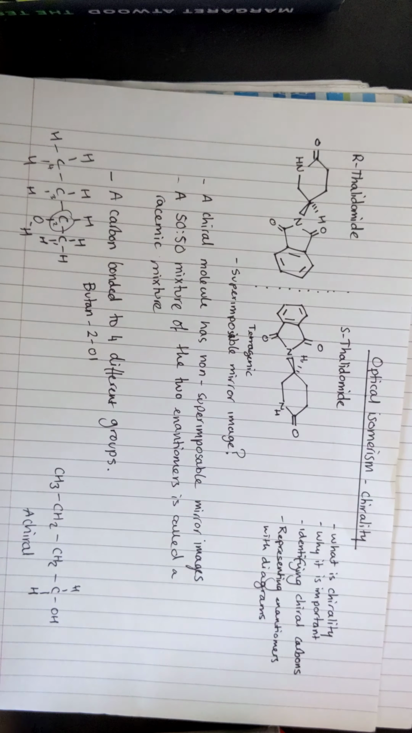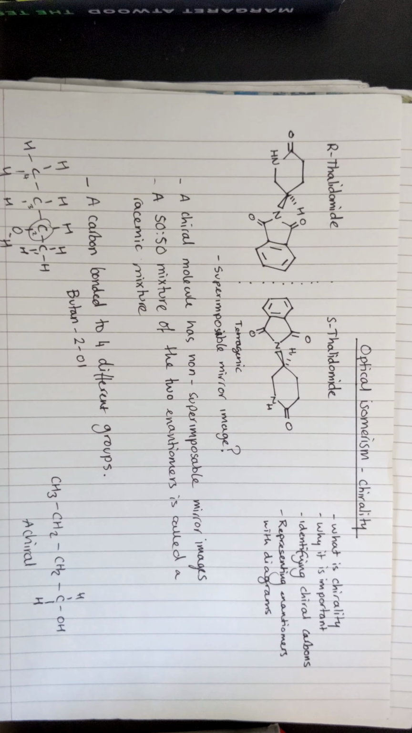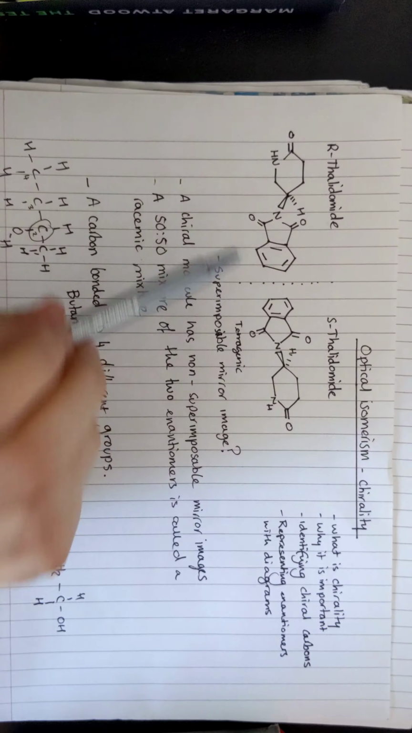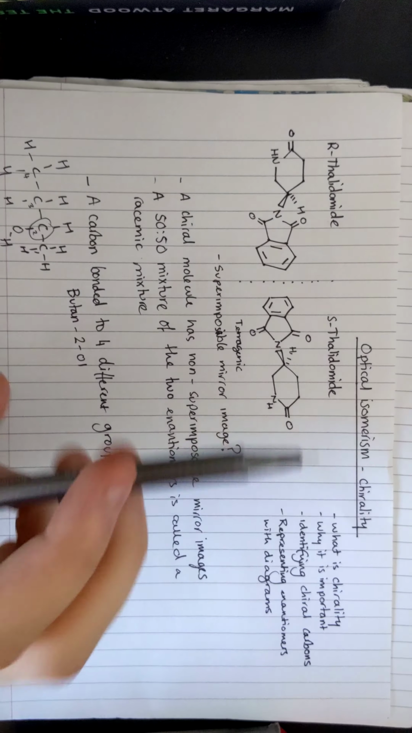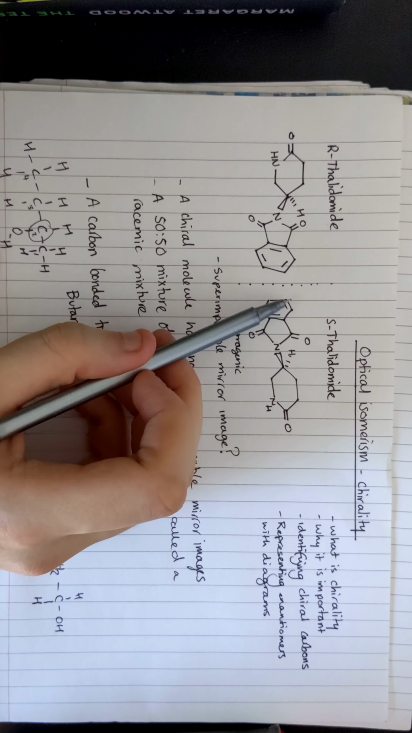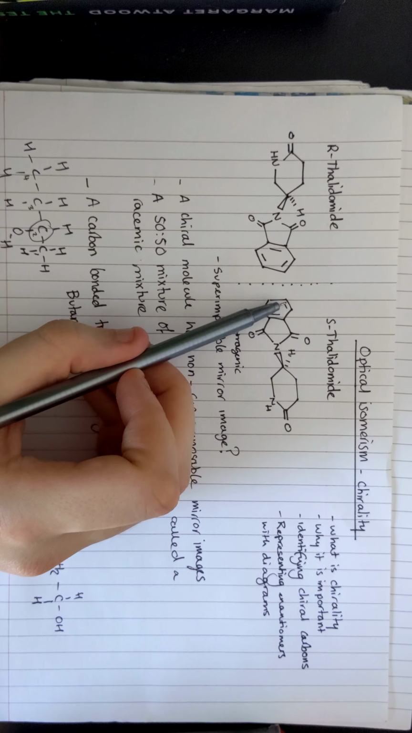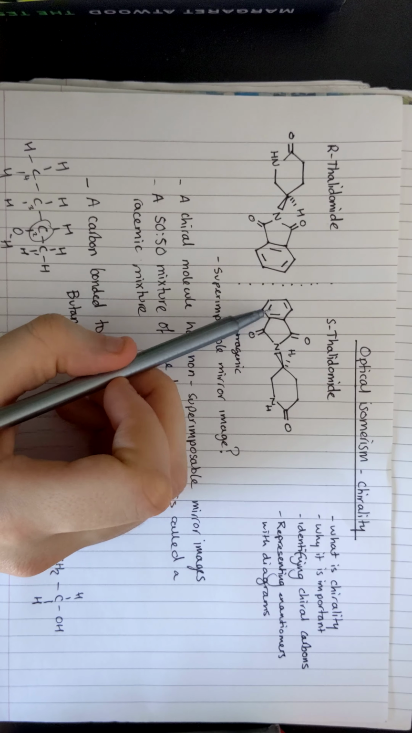And if we look back up to the thalidomide, we'll see if we can identify where the chiral carbon is in this molecule. It will be in the same place for the R and the S version. They're just mirror images of each other. So we'll just look at the S thalidomide. Let's start working left to right. So we've got all the carbons in the benzene ring.